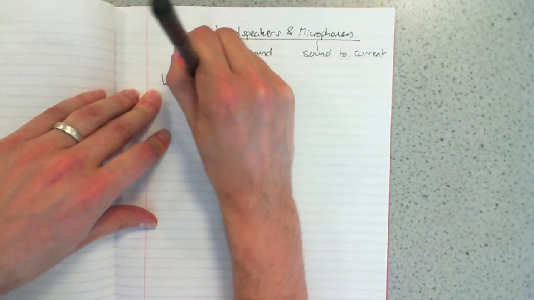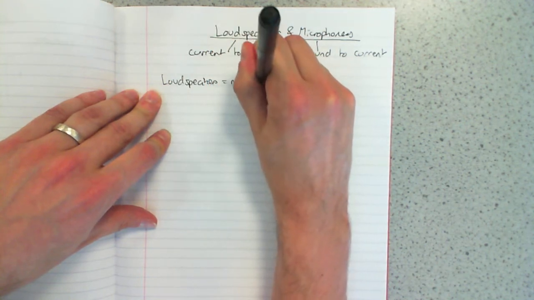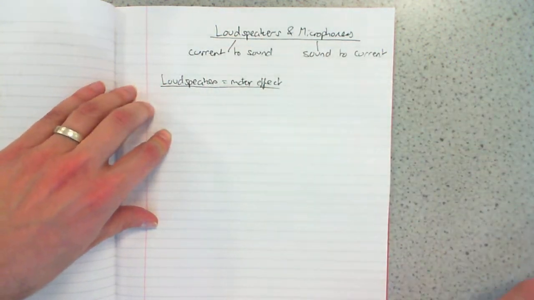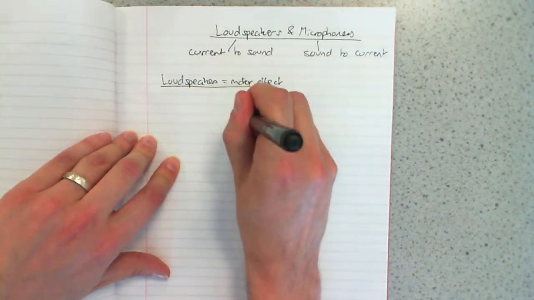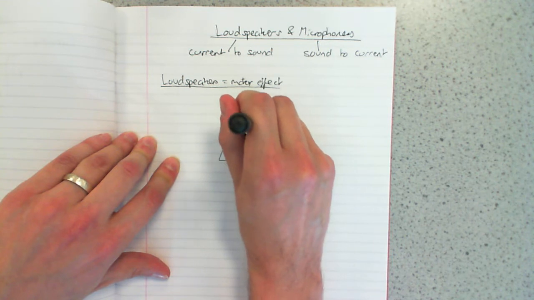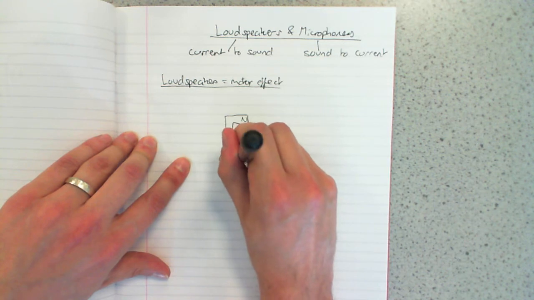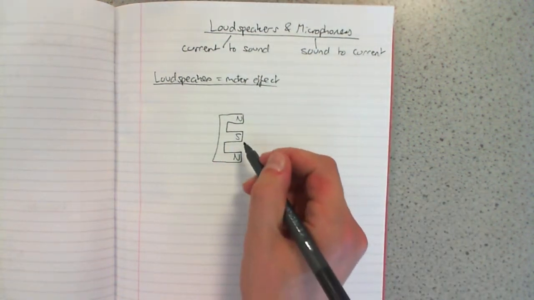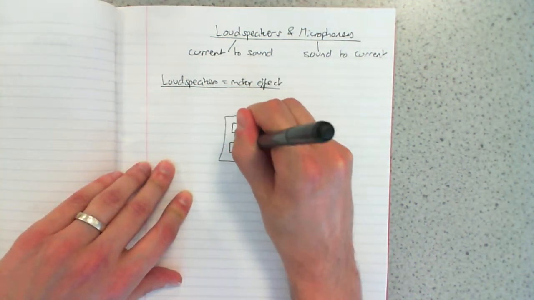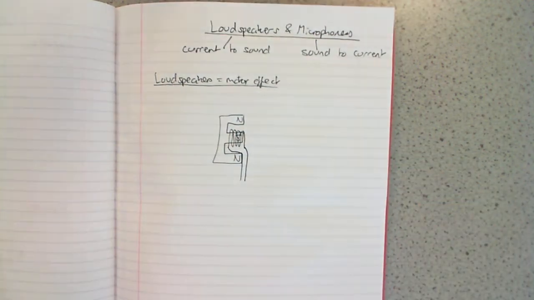Loudspeakers rely on the motor effect. So we're starting off with current and we're ending up with motion, which is the motor effect. So the way we have a loudspeaker is we have a magnet like this. But around the middle pole, around the south pole, we have a solenoid. So we have an electromagnet. And that solenoid is connected to the electric circuit.